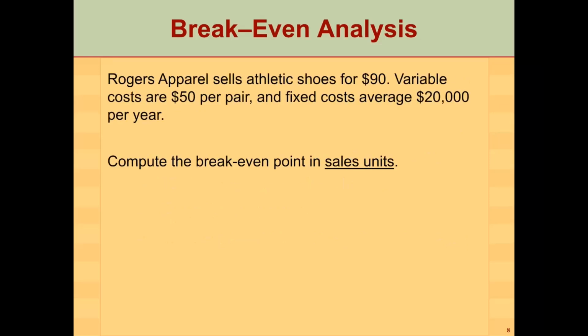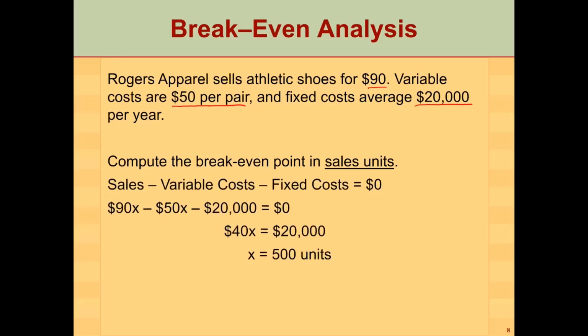But let's do that in the context of a shoe business. Rogers Apparel sells athletic shoes for $90. So 90 is going to be my sales price per unit. The variable cost for a pair of shoes is $50. There's my variable cost per unit. The fixed cost average $20,000 per year, and I need to know how many units I need to sell in order to have a profit of zero, aka break even.